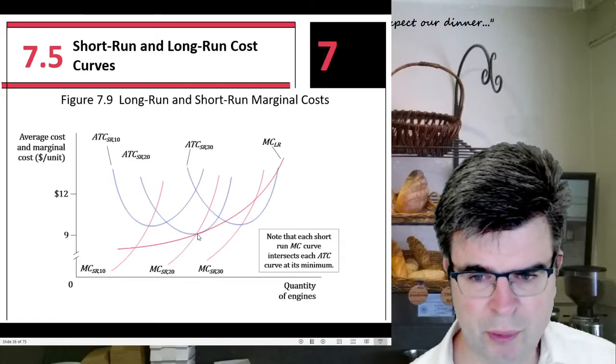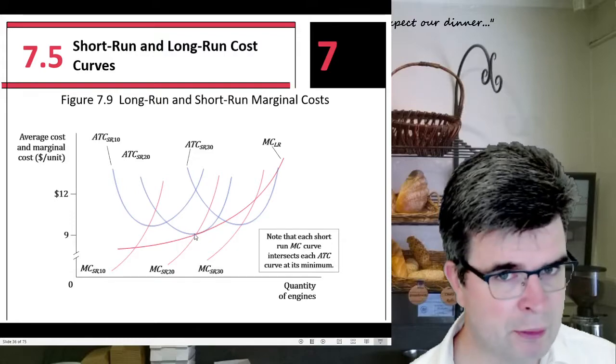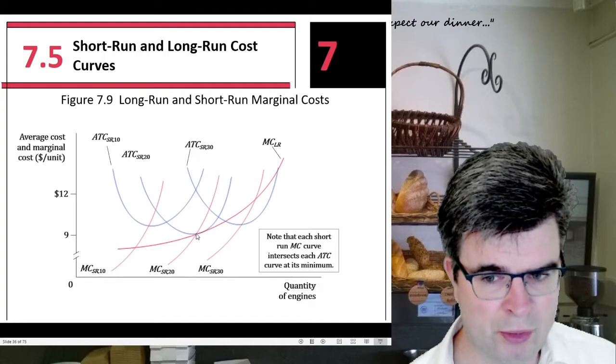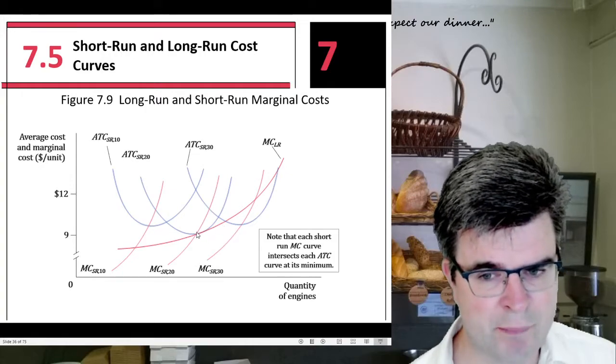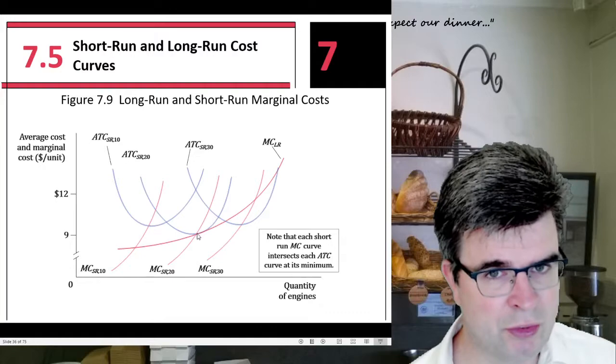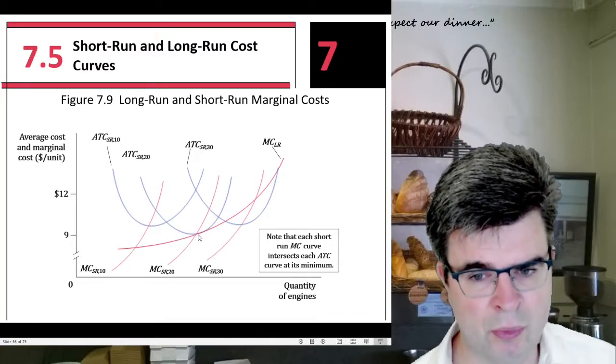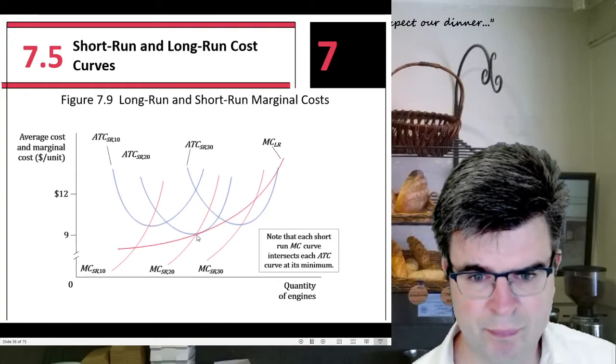So here you're at the optimal point. In the short run, you cannot adjust your capital. So if you want to produce more than 20 units, the marginal cost is pretty high. In the long run, the marginal cost curve is much flatter. So it's because you can adjust capital, which allows you to produce incremental units at a lower cost.